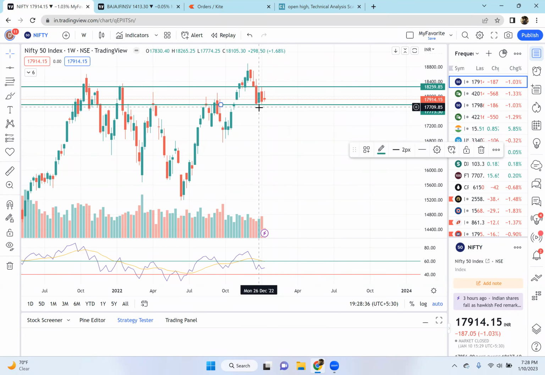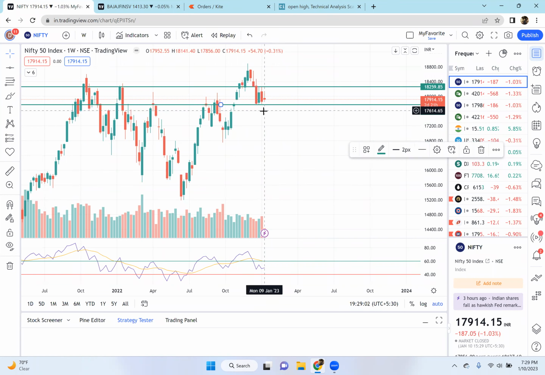This candle is a 300-point candle, roughly 298.50 points. So we should expect, whichever side it breaks, a minimum 300-point move on that side. Again, it has to be on the weekly close. In a running market, during the week, we cannot do this trade.